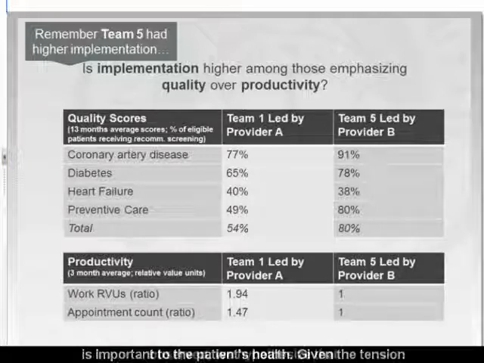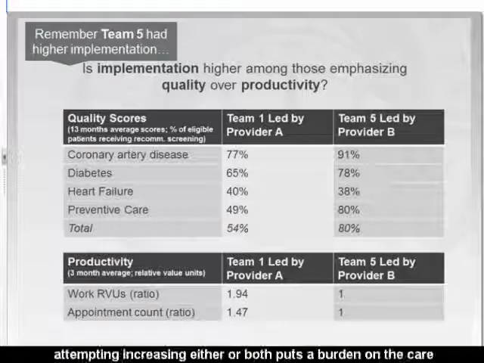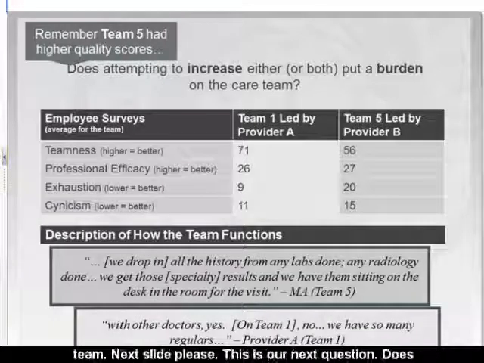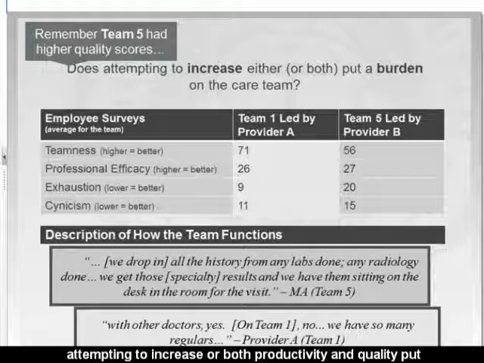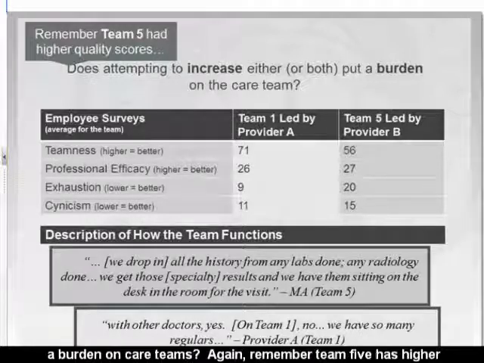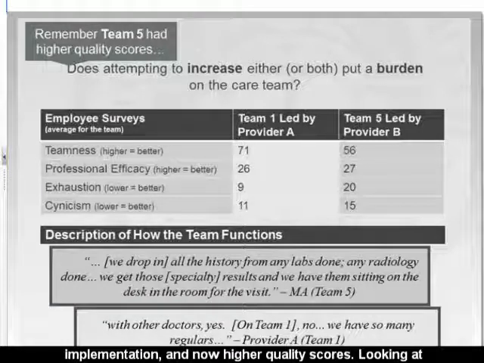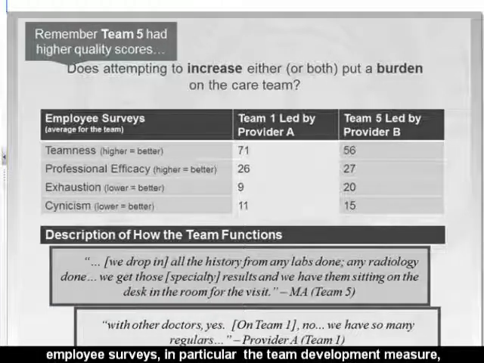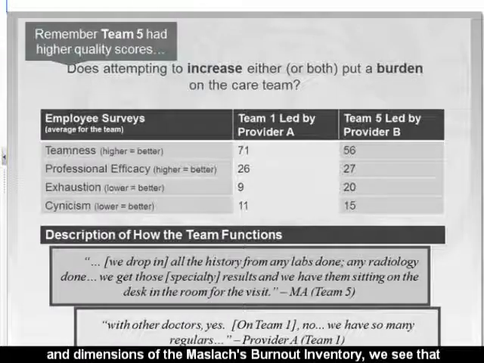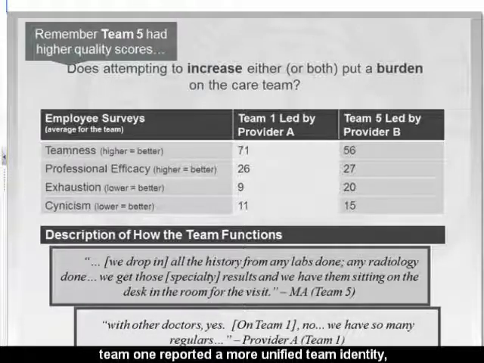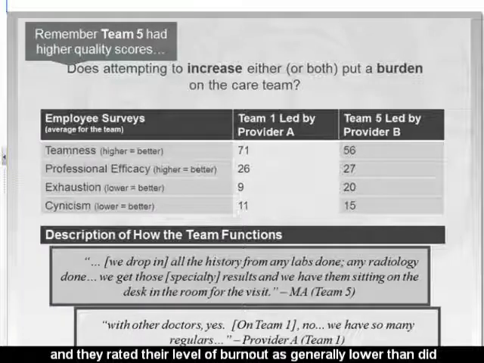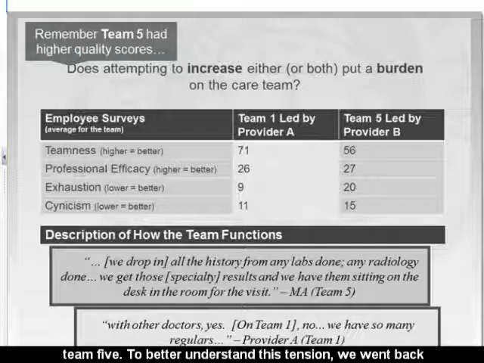Next slide, please. So this was our next question. Does attempting to increase either or both productivity and quality put a burden on care teams? Again, remember Team 5 has higher implementation and now higher quality scores. Looking at employee surveys, in particular the team development measure and dimensions of Maslach's burnout inventory, we see that Team 1 reported a more unified team identity, and that they also rated their level of burnout as generally lower than did Team 5. To better understand this tension, we went back to qualitative interviews.